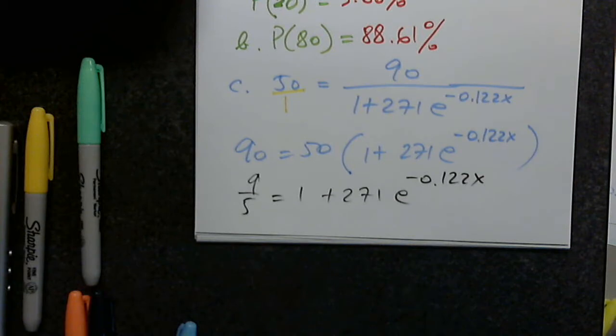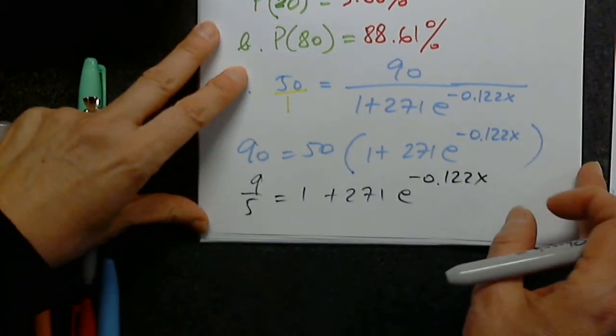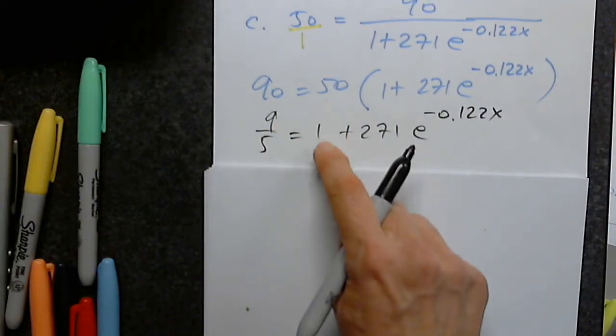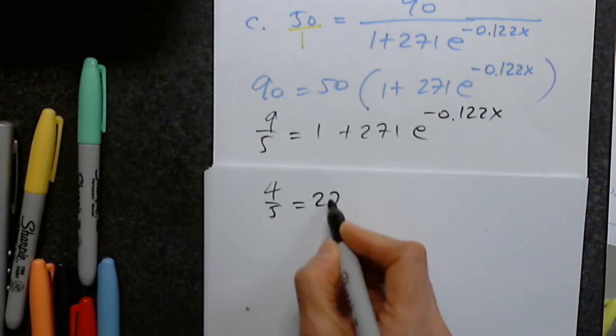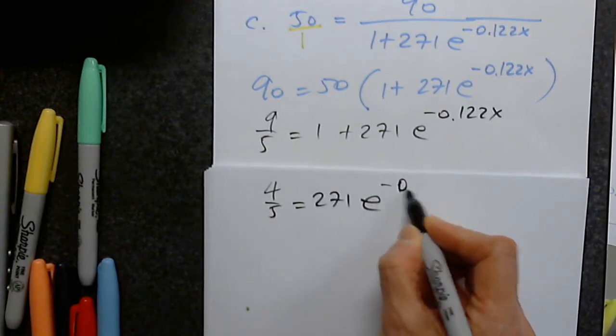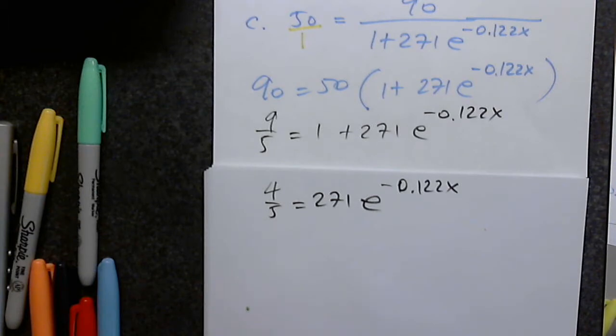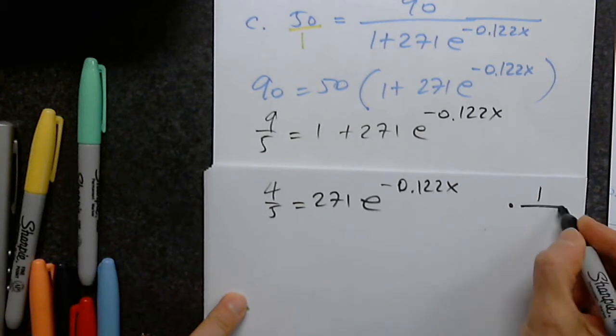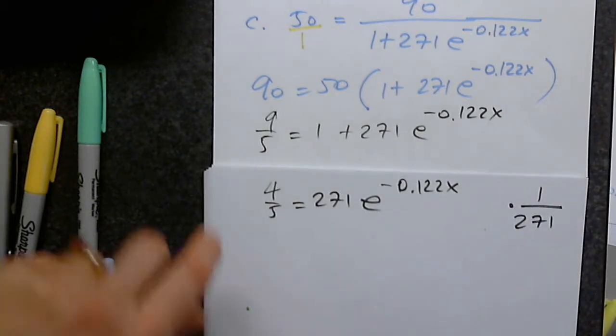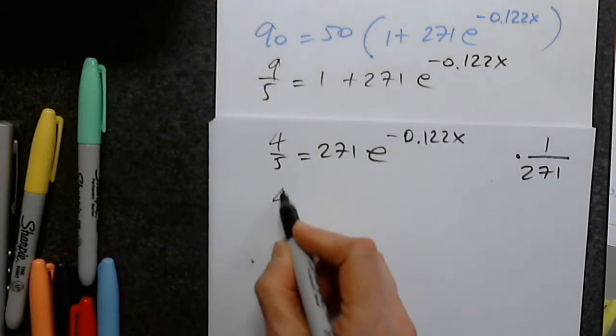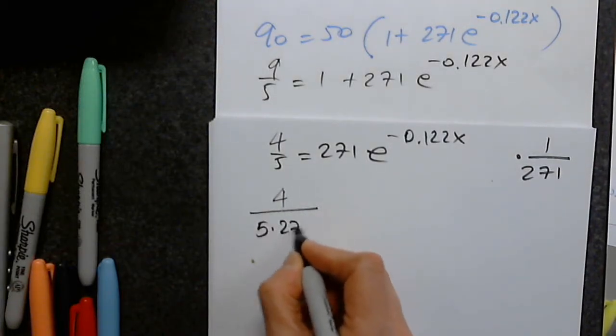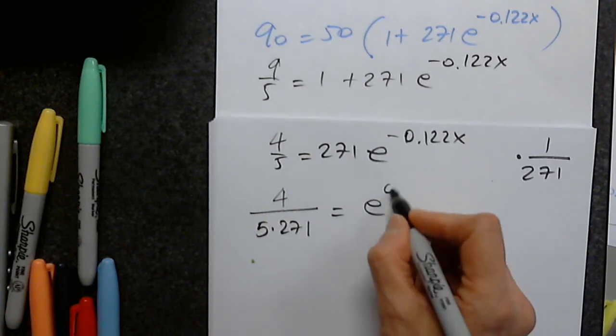Exactly. How much is 9 over 5 minus 5 over 5? Very good, awesome. 9 over 5 minus 5 over 5 is 4 over 5, 271 e to negative 0.122x. Awesome. What do I want to get rid of now? 271. Indeed. I will divide both sides by 271, or I will say I'm multiplying by 1 over 271, both sides. And do not bother with multiplying, or if you want, you can. Doesn't matter.